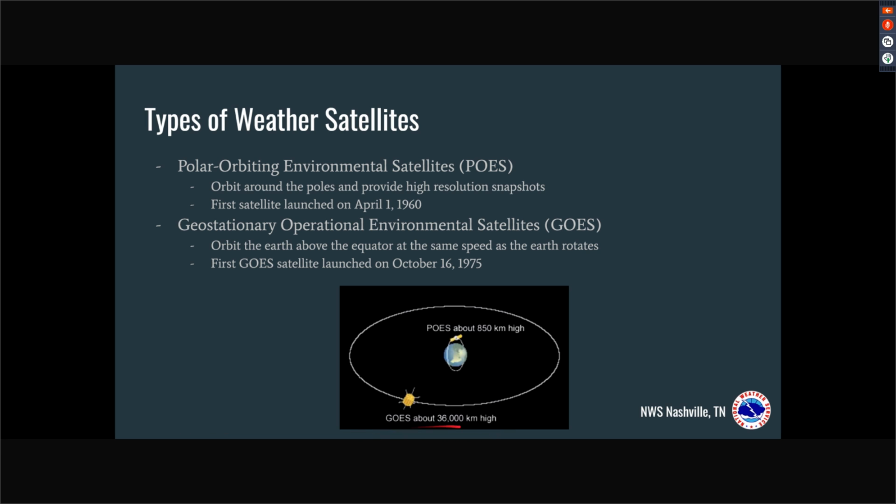They're also located much further away than our POES satellites, which contributes to why we have a better picture of things with the POES. The POES are closer to the Earth, so they have a higher resolution in what we can see, whereas the GOES satellites are further away.